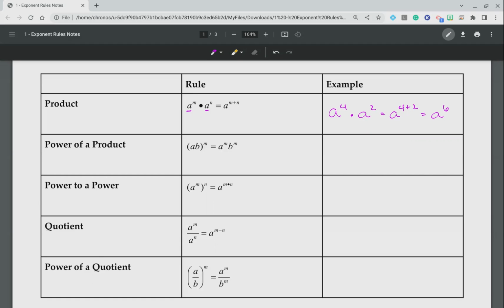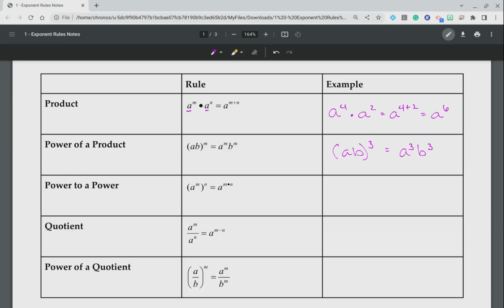The power of a product rule says that if you have something in parentheses taken to an exponent, you take both of those things to that exponent. So for instance, if I have AB to the third power, this is the same as A to the third power, B to the third power.